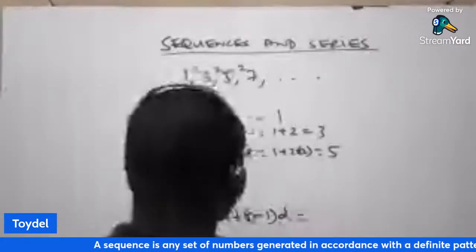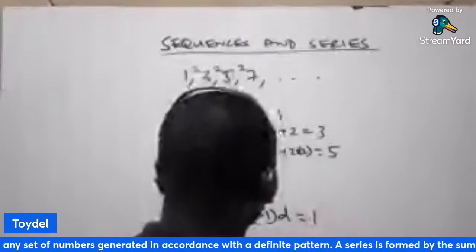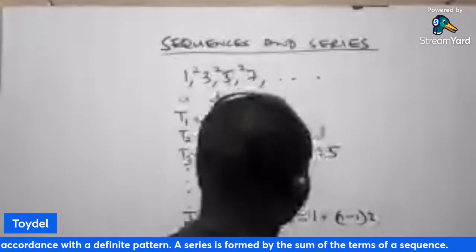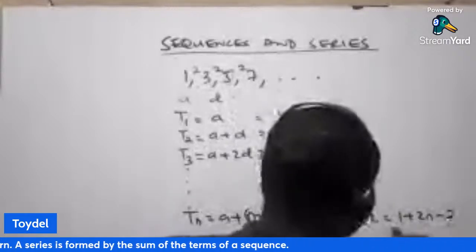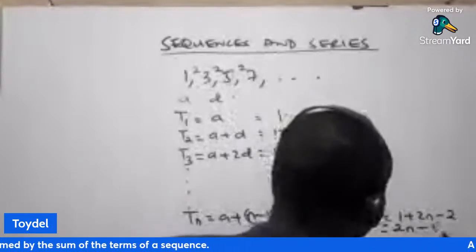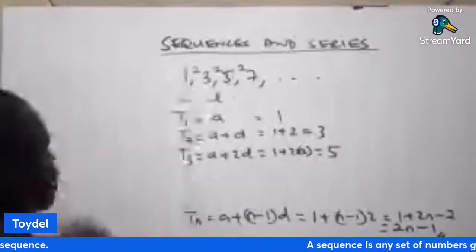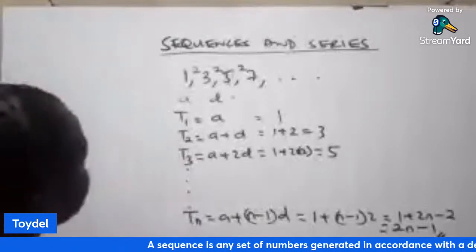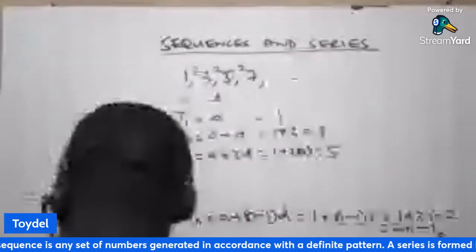Then in this case, the first term is 1 plus d into bracket n minus 1. The common difference is 2. We can open up to get 1 plus 2n minus 2. Then at the end of the day, we are going to get 2n minus 1, which will be the nth term of this particular sequence. So the example of the sequence that we have on the board is called a linear sequence or arithmetic progression.